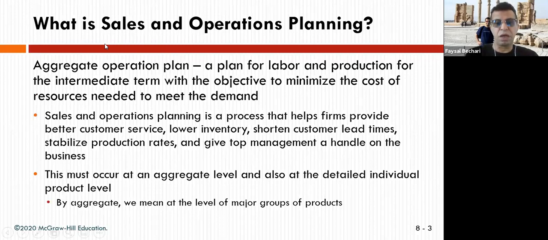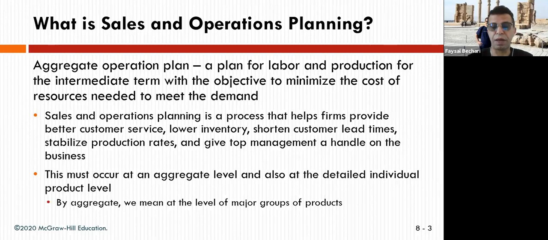Now, what is sales and operation planning? Aggregate operation plan: a plan for labor and production for the intermediate term, with the objective to minimize the cost of resources needed to meet the demand. There is demand in the market coming soon, and you need to set up a plan for labor and production in order to meet that demand at a minimum cost.